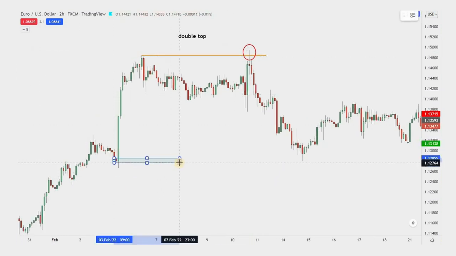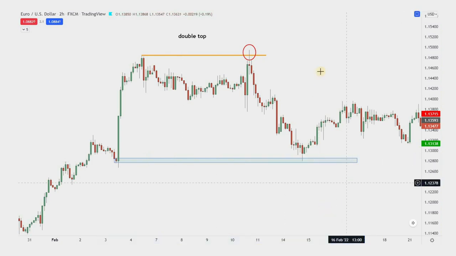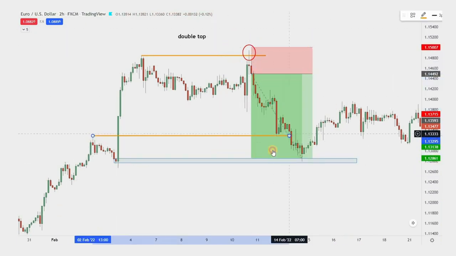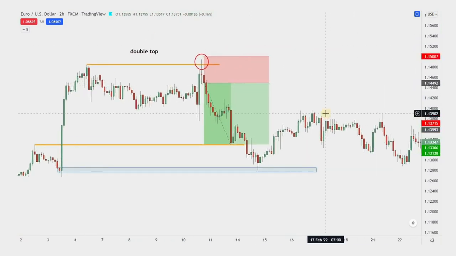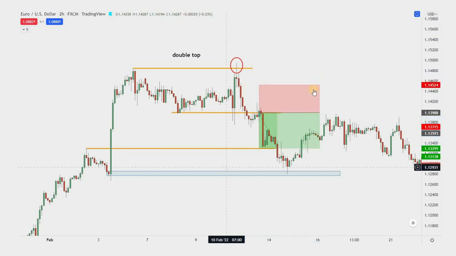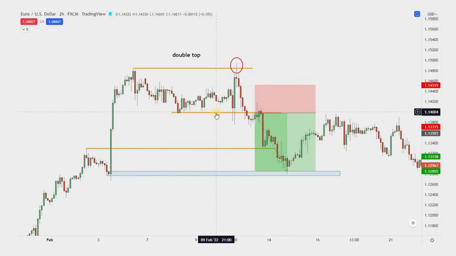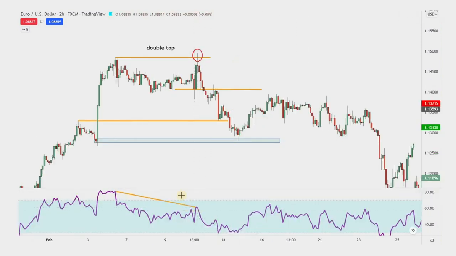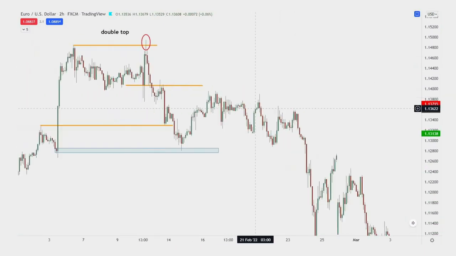The target of this current pattern is going to be the fresh demand zone or the support level above it. It's recommended to enter a sell trade on the fake out event after the close of the next candle. In this example, waiting for a break of the neckline doesn't offer a good risk-reward trade. The RSI divergence is another confirmation that we can use when we trade this type of formation.